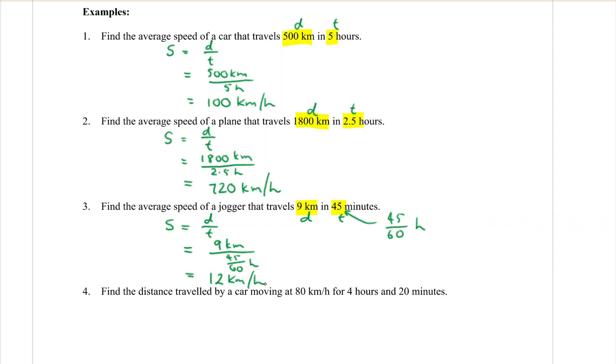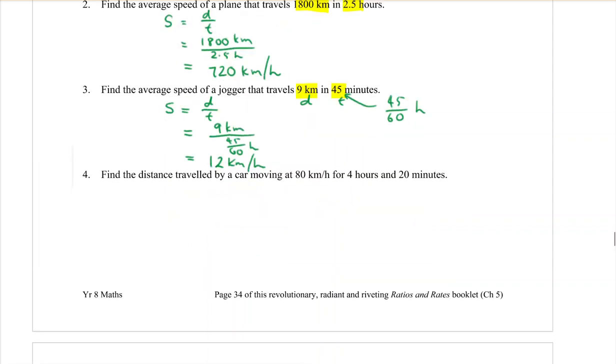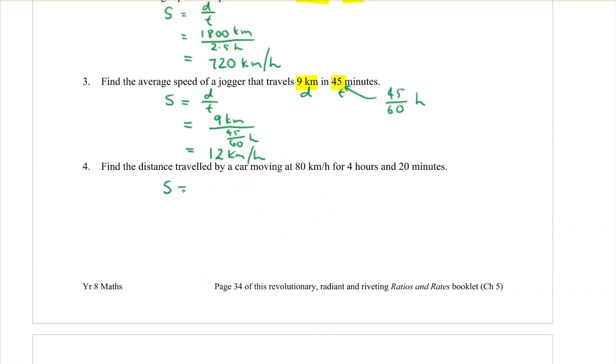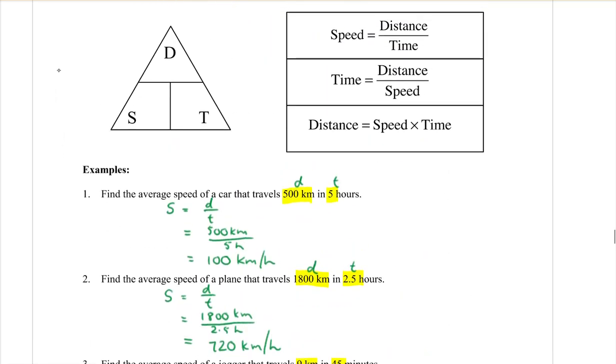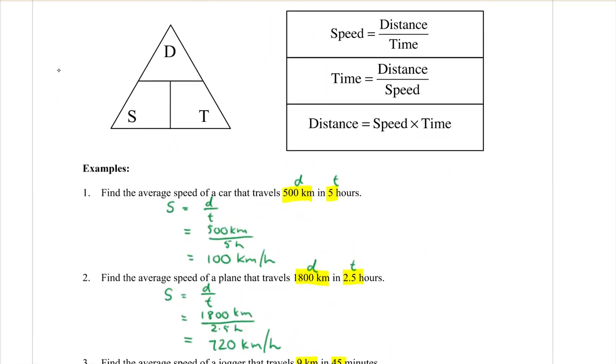Question 4. Find your average speed. As soon as you see that formula, speed equals distance over time. Oh no, sorry, I was reading question 4 again. Question 3 again, sorry. This one says find the distance traveled. If it says distance, I need to change my formula. Looking back up here at the top of the page.